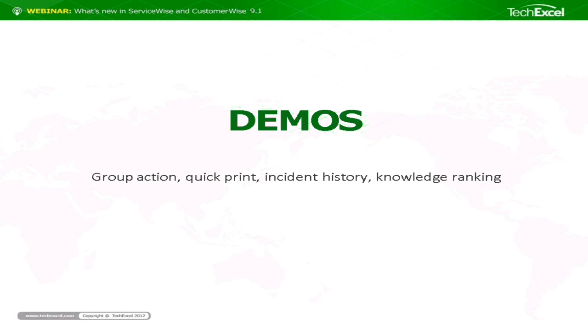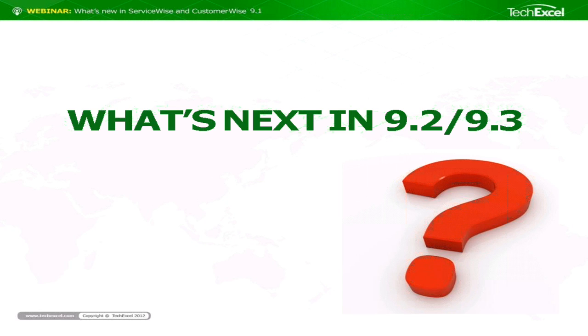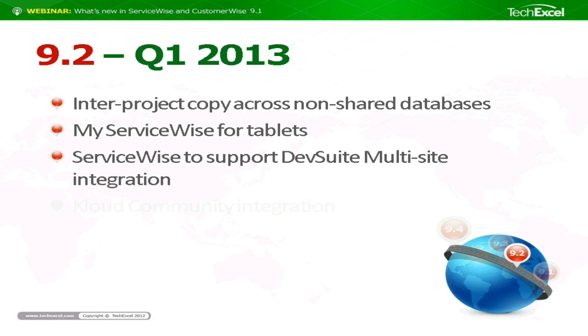planned features we will implement in the next two versions, 9.2 and 9.3. And for the next version, 9.2, which will be released January next year, these are several main features we committed and planned. First, we will support inter-project copy across non-shared databases. As you probably know, inter-project copy is currently supported when you have a shared database, with multiple projects, even DevTrack projects, within a shared database. So in this version, we will use web service technology to support inter-project copy across non-shared databases.